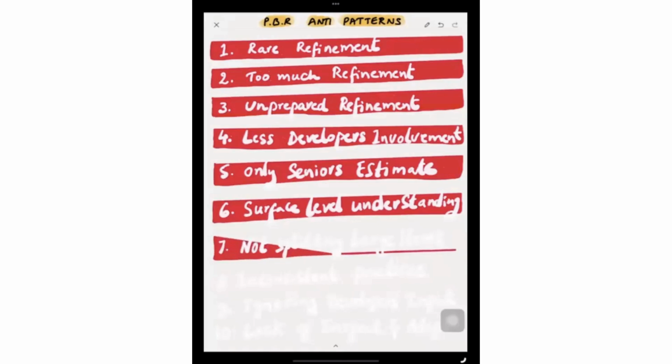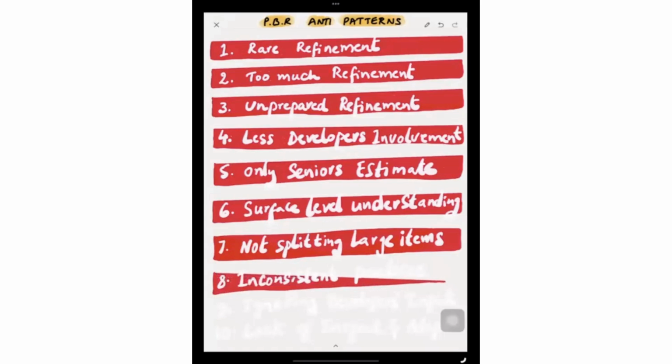Seventh anti-pattern is not splitting the large items. One of the important factors in the product backlog refinement is breaking down the large items into smaller ones so that they can fit into a sprint and come out as working software. So decide what kind of large items you are seeing in the backlog refinement and then logically split them using some splitting techniques. There are several splitting techniques available. You can use one of them.